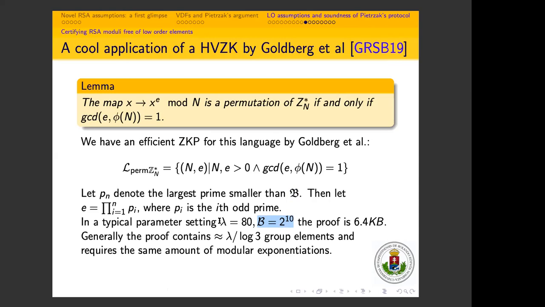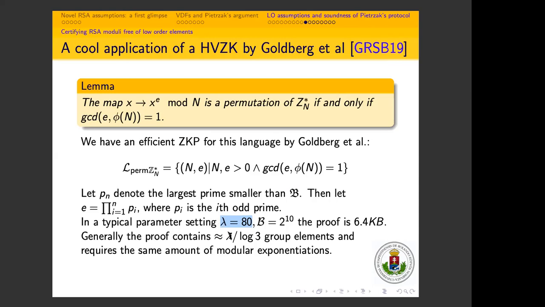And the nice thing is that the size of the certification only depends on the security parameter of the zero knowledge proof system. So it only depends on the soundness error you want to admit.